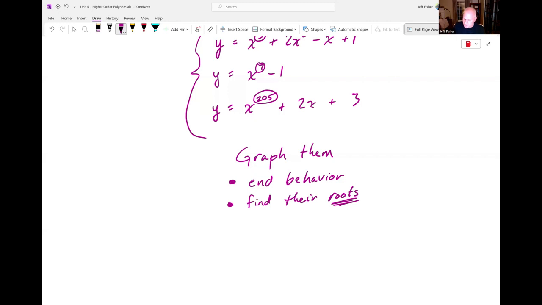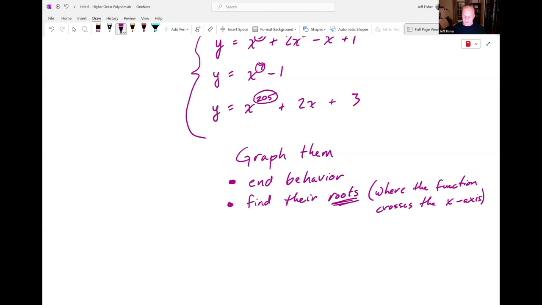These roots are the things, this is where the function crosses the x-axis. Okay?